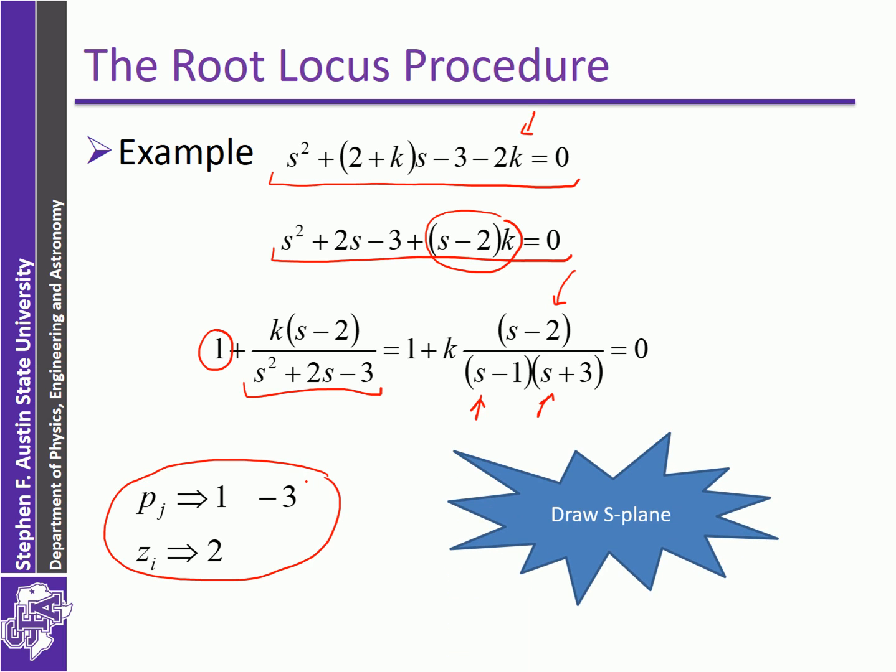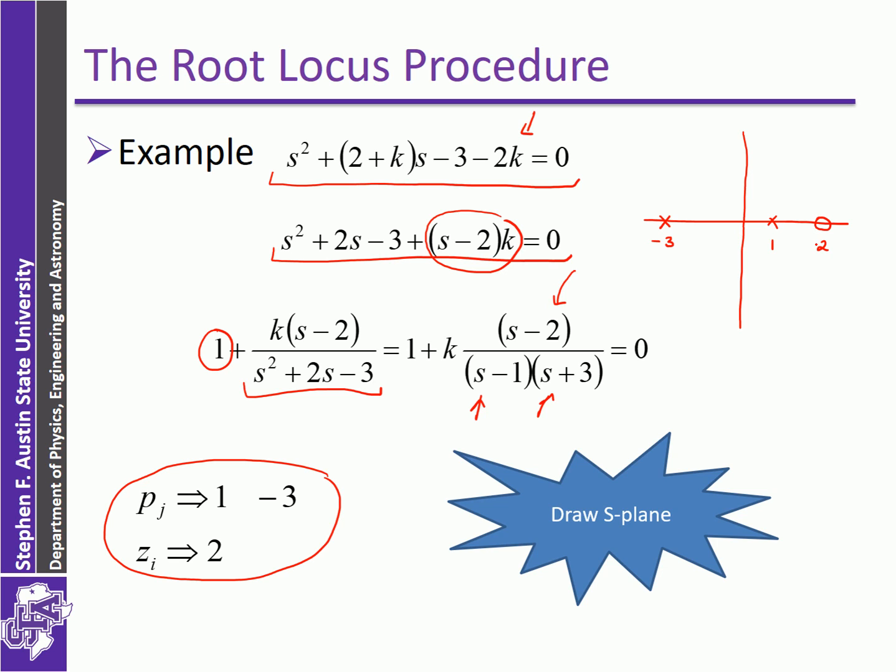So next thing is we need to draw them on the S-plane. Right now I don't have any grid paper in here, so I'll just make a really quick sketch of how this thing is going to look. So we have one pole at minus 3, another pole at 1, and a zero located at 2. Got it? So this is the first 3 steps.